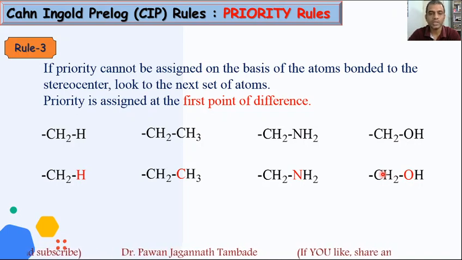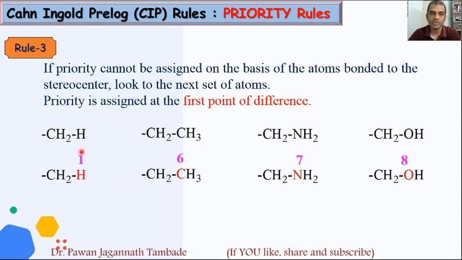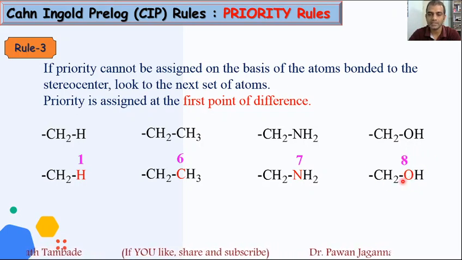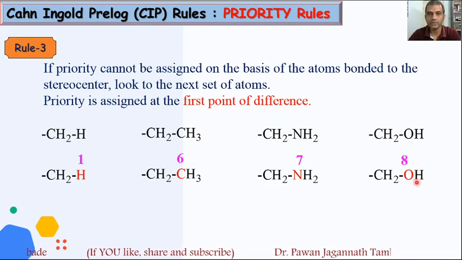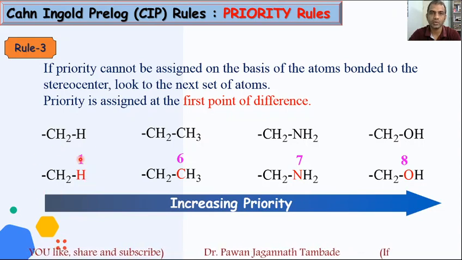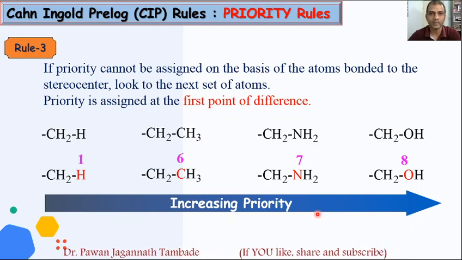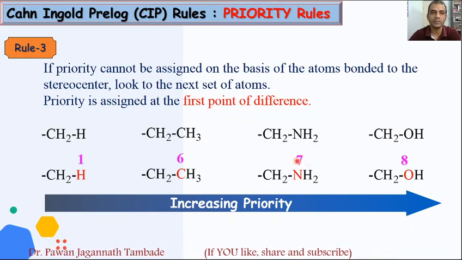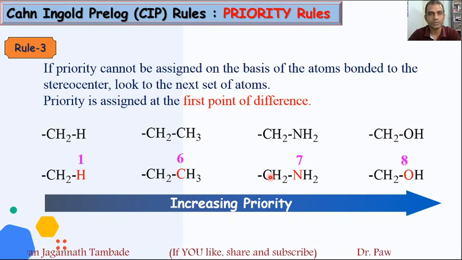So now priority will be assigned on the basis of the next atom. Here the atomic numbers are 1, 6, 7 and 8. As the atomic number of oxygen in this case is higher, this group will get first priority among these four, and this group will get lowest priority. If suppose the second time also the same atoms are attached, then we need to move towards the third atom, fourth atom and so on, and then we need to assign priority according to CIP rules.